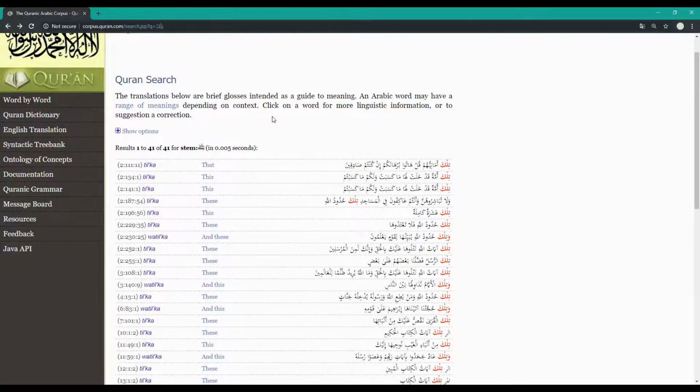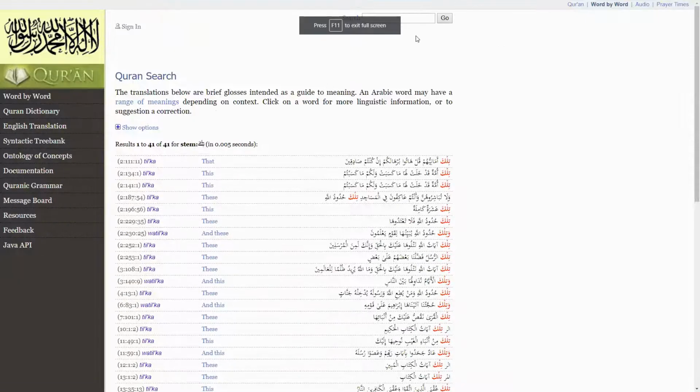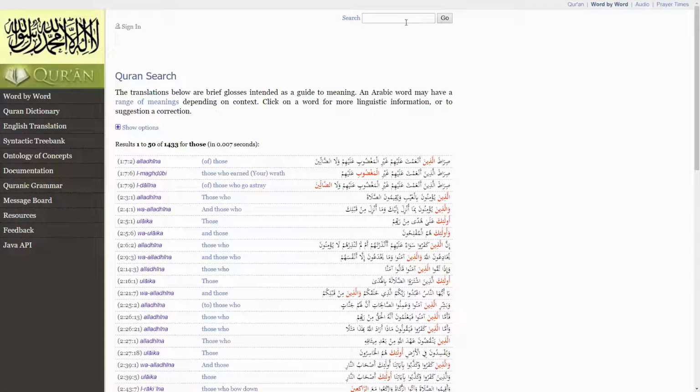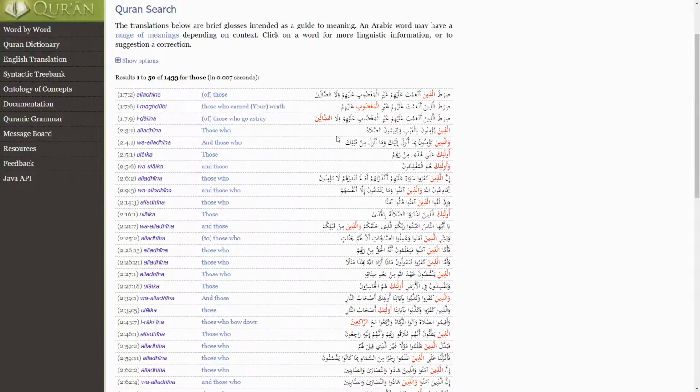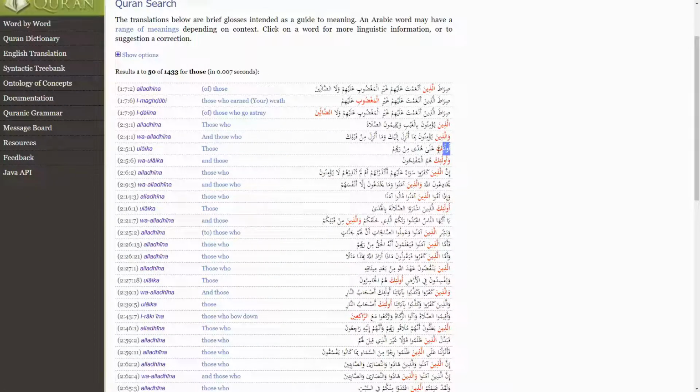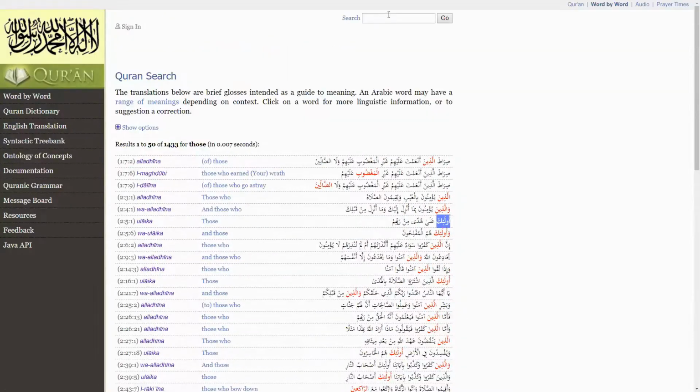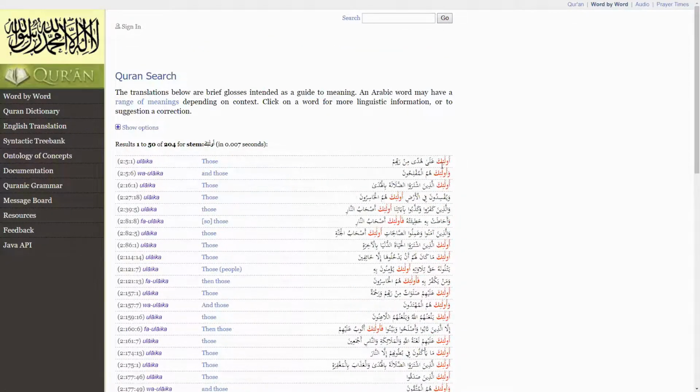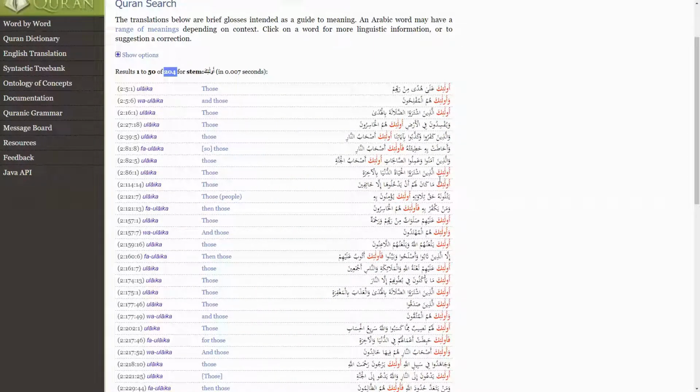Tilka. You can search for those also. Let's search for those. Ulaika, right? Ulaika should only be used for masculine or feminine plural. Ulaika ala hudam min rabbihim. It came 204 times. Ulaika alladhina ishtaraw al-hayata ad-dunya. Ulaika yu'minuna. It will not be used for non-rational plurals.